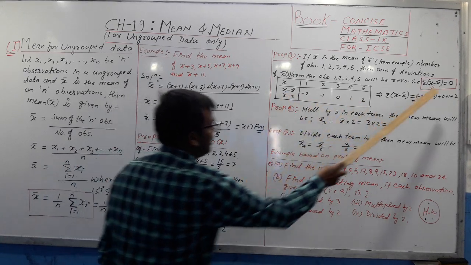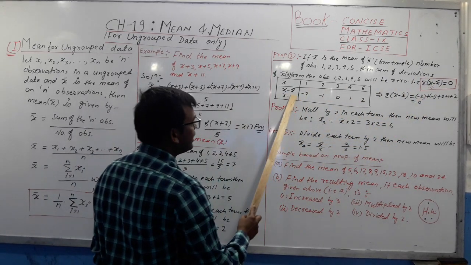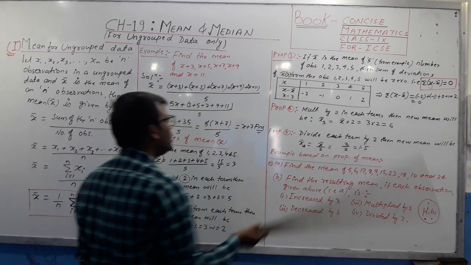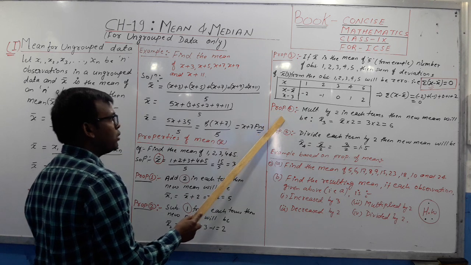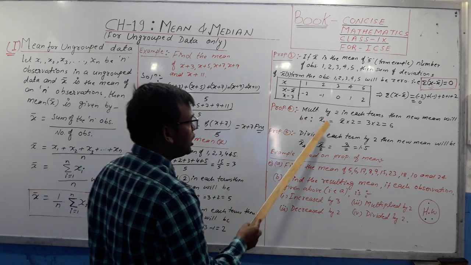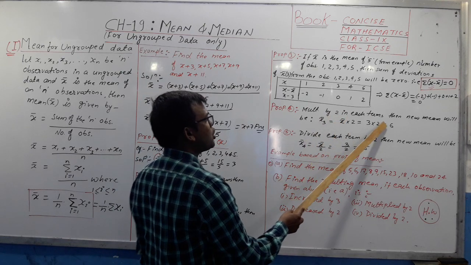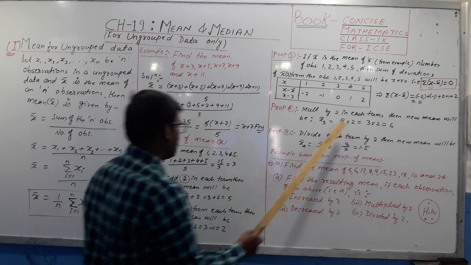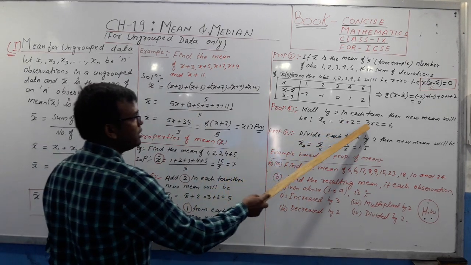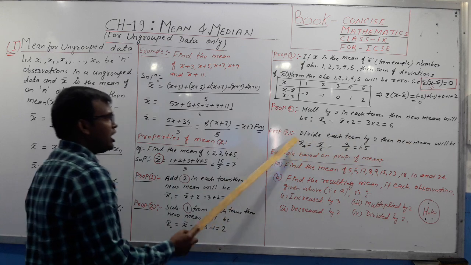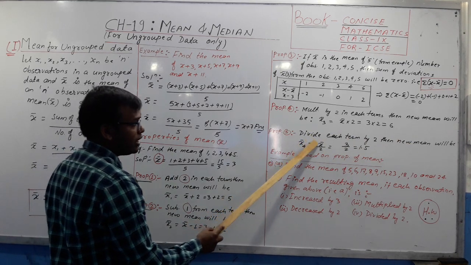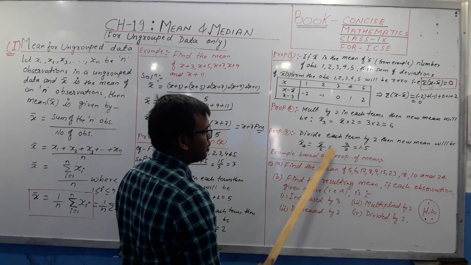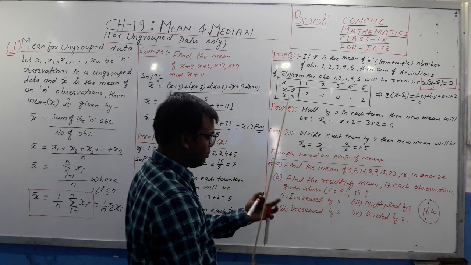And after that you add all these deviations, that means after addition you will get 0. That is property number 3. Now the next property, property number 5, the multiplication property. That means if you multiply each term by 2, then the new mean will be x mean into 2, that means 3 into 2 is equal to 6. And now the division property: if you divide each term by 2, then the new mean will be x mean divided by 2, which is 3 by 2, equal to 1.5.